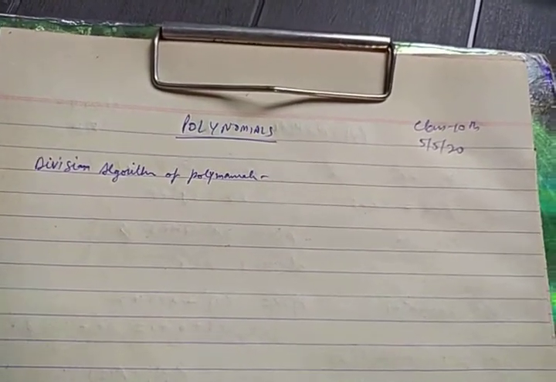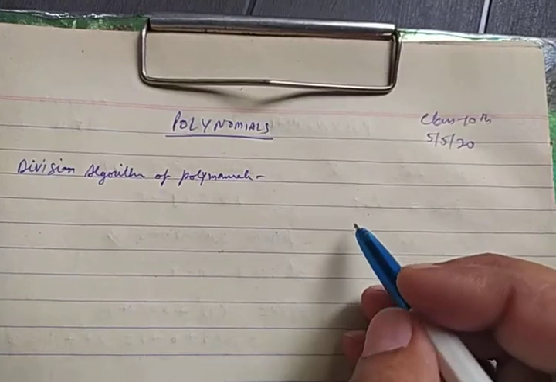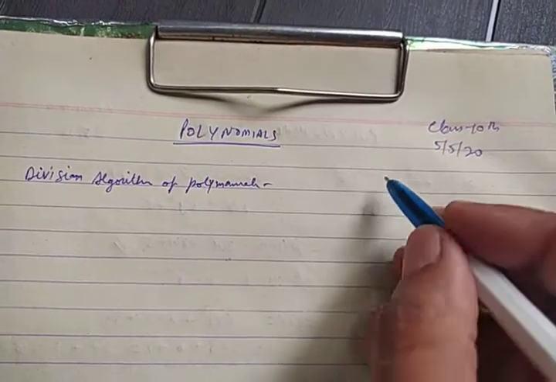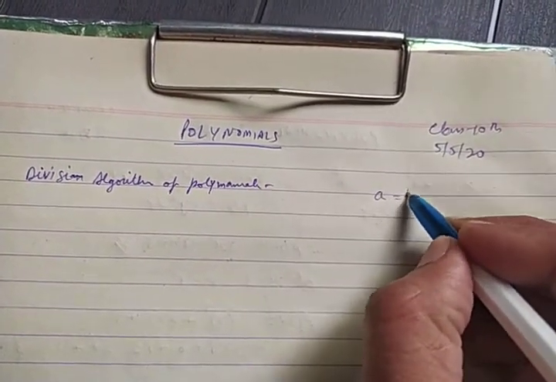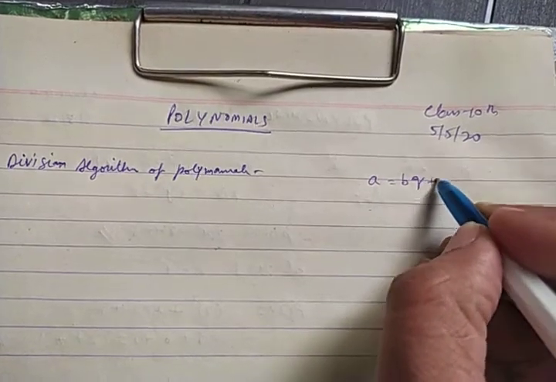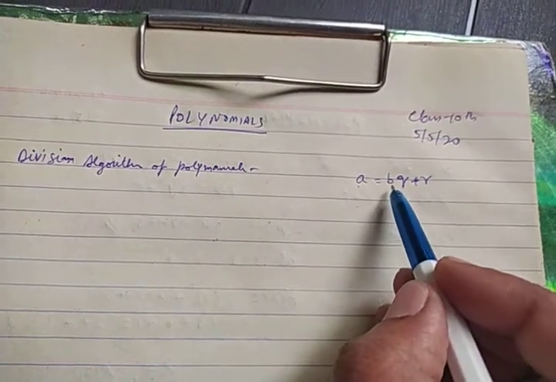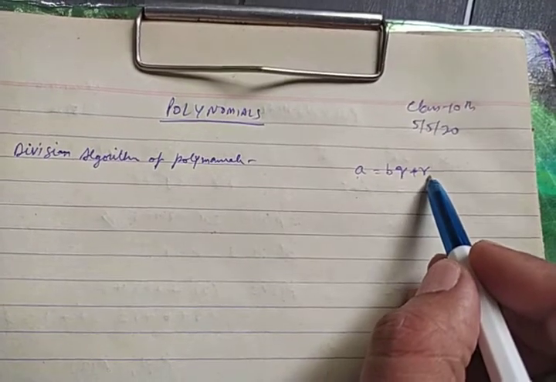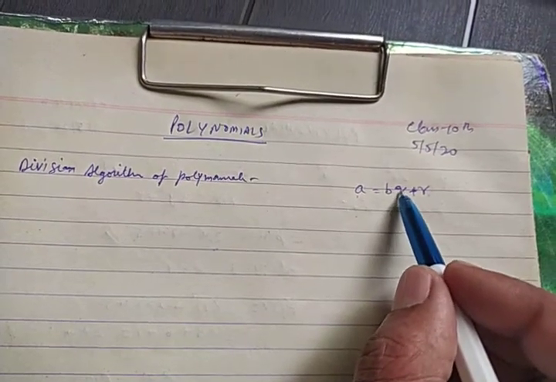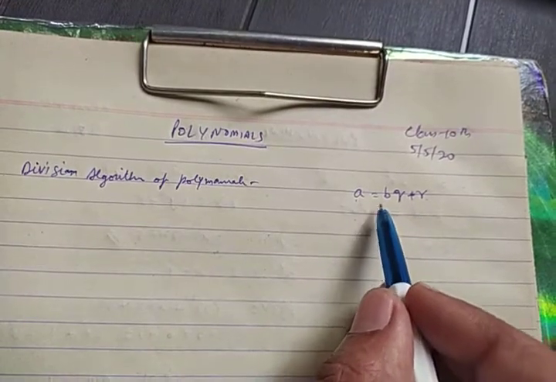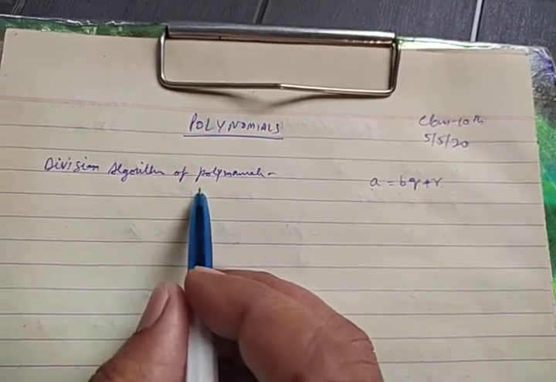As previously, you have read about Euclid's division lemma in chapter 1. It was a = bq + r. It had dividend, divisor, quotient and remainder. In the same manner, this theorem also holds for polynomials.